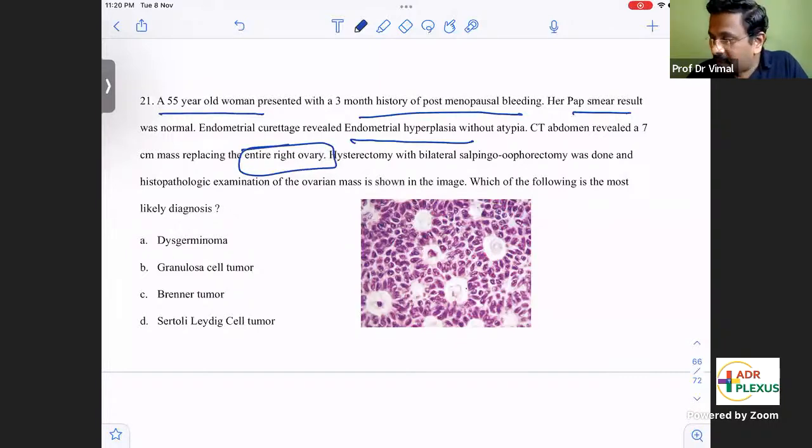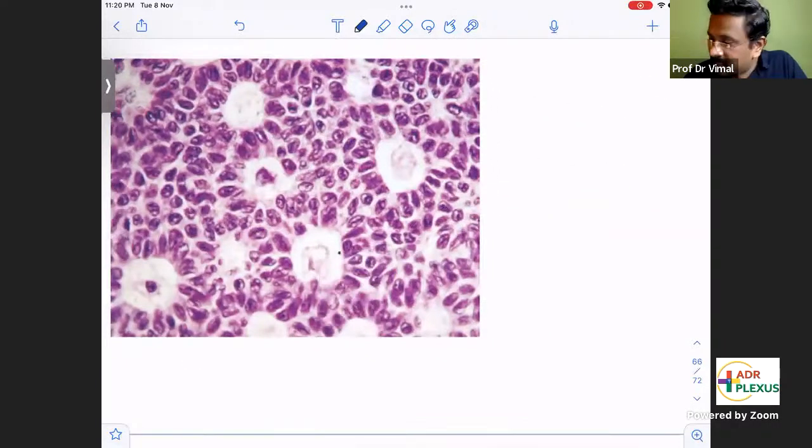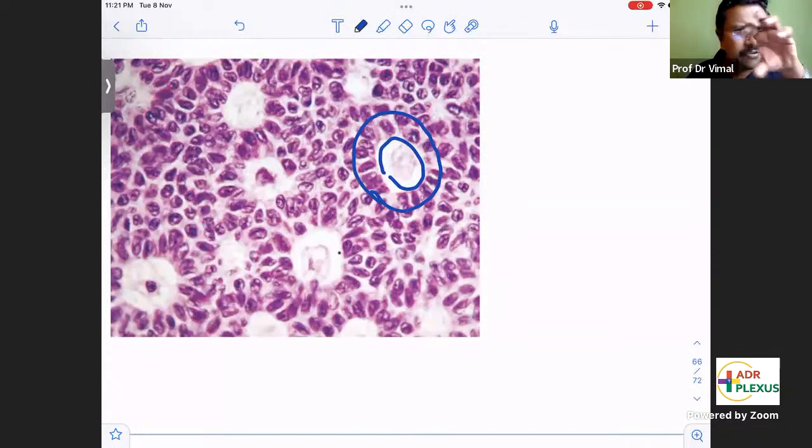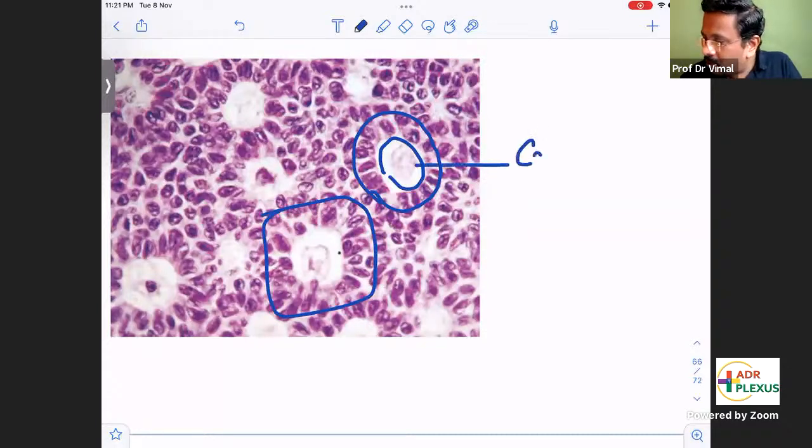So you are seeing the histopathological image, and here you are seeing the tumor cells arranged in a concentric ring-like manner, like a rosette. So the tumor cells are arranged forming a lumen or rosette-like pattern. So these bodies are called Call-Exner bodies.